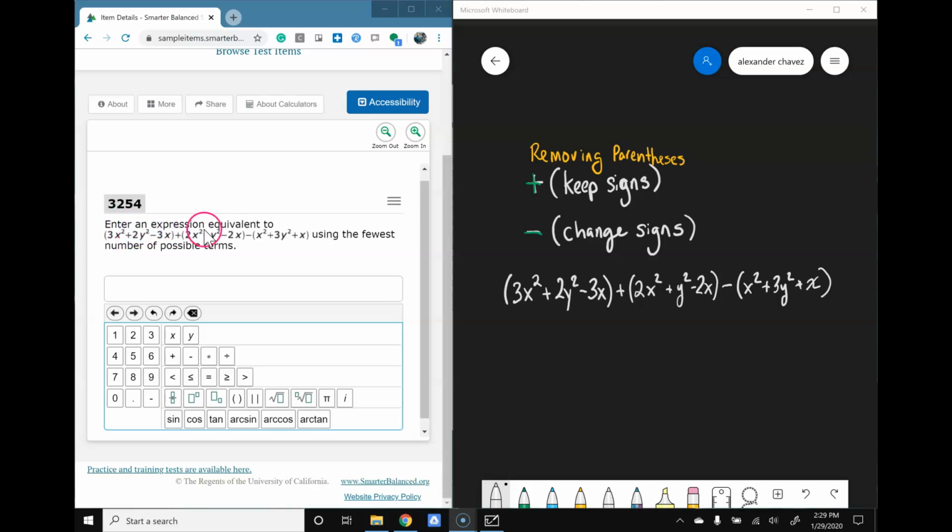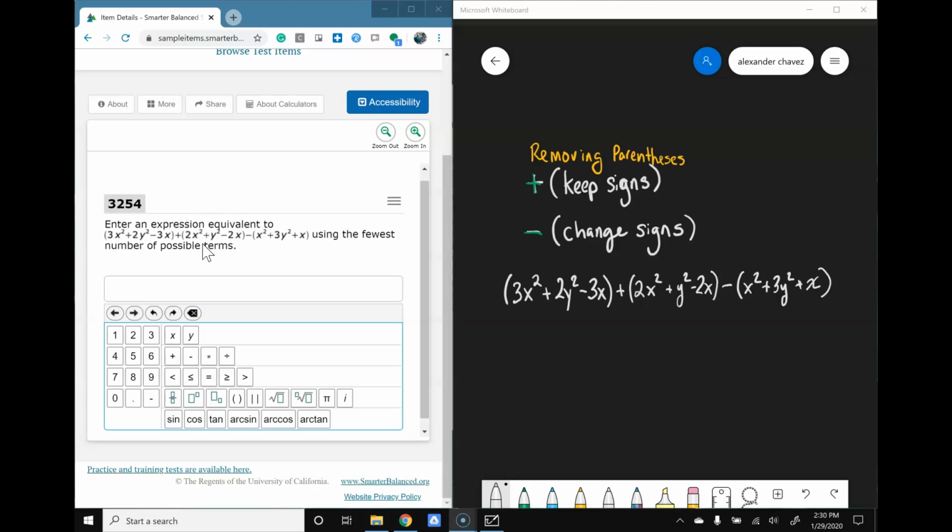Enter an expression equivalent to 3x squared plus 2y squared minus 3x plus 2x squared plus y squared minus 2x minus x squared plus 3y squared plus x, using the fewest number of possible terms.